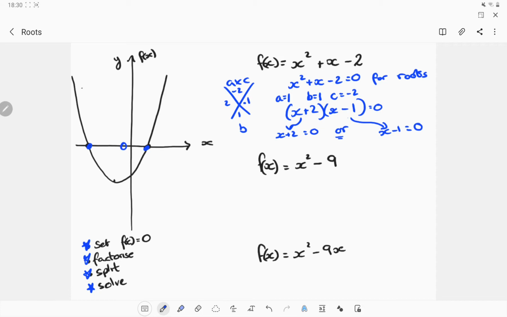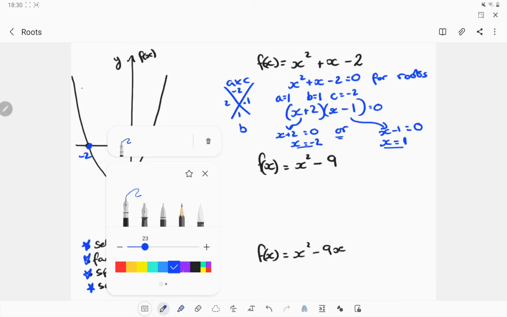Let's have a look at the fourth step. Solve. Now at the minute we've got x plus 2 equals 0. It's quite straightforward therefore to go, well, what does x equal? So we take the plus 2 across and that'll be negative 2 on the other side. And we take the negative 1 across and it will be positive 1 on the other side. And you have successfully found two roots. Looking back at our graph, what does that mean? Well, that means that this root would be minus 2 and that one would be positive 1.